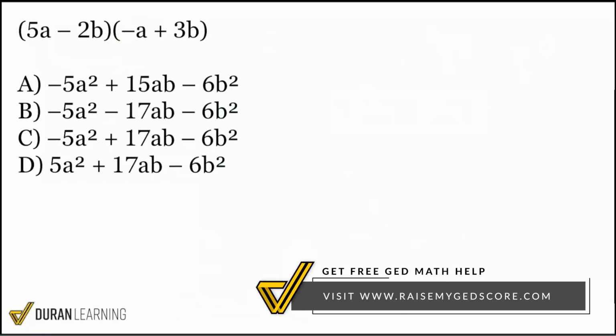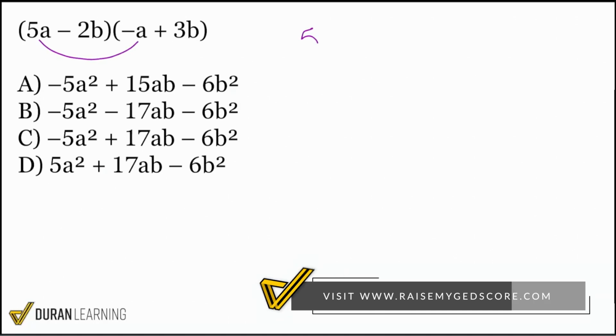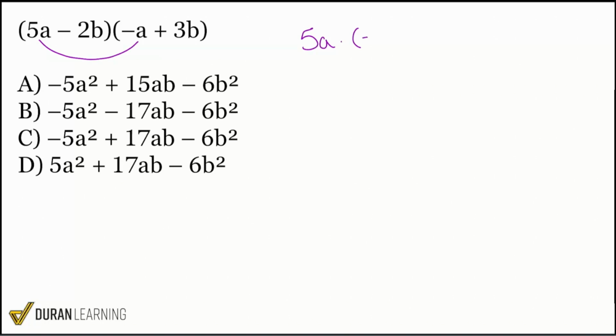We are checking this out, and we have another binomial times a binomial where we have 5a minus 2b multiplied by negative a plus 3b. So we'll take this, again, one step at a time. Here, we'll make sure that the 5a multiplies with the negative a. So 5a multiplied by negative a. Then we'll make sure that the 5a also multiplies with the positive 3b. So that'll be plus 5a multiplied by 3b.